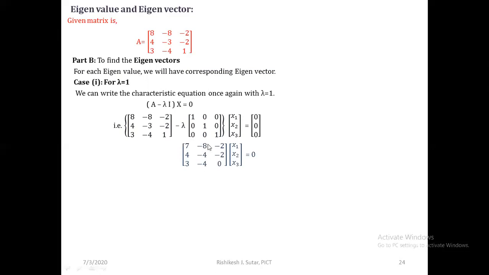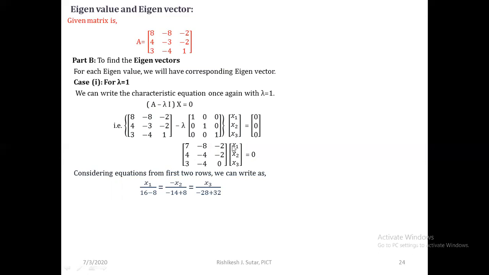So once I got this form, then I have to consider any two rows. Only care we have to take is those two rows should not get cancelled with each other by any mathematical operations. Okay, so here I will consider the first two rows, that is 7, minus 8, minus 2 and 4, minus 4, minus 2. So here we consider the first two rows.